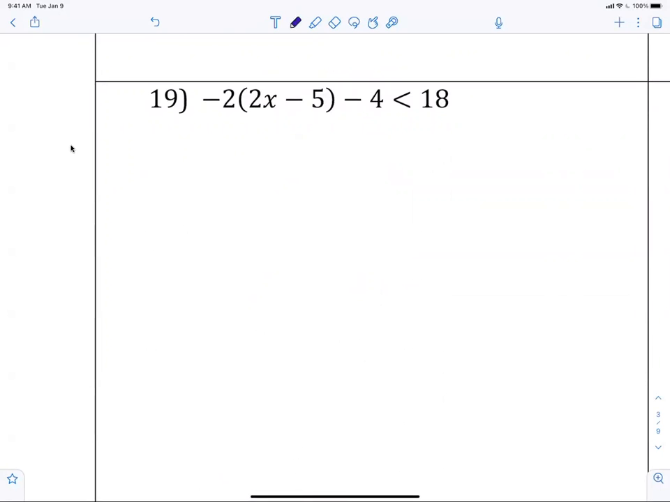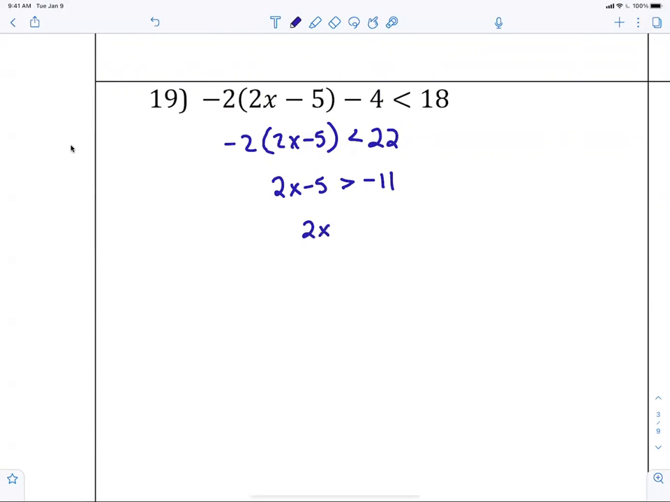Now for 19, we should add 4. Now, I would divide by negative 2. And when I divide by negative 2, what happens to the signs? Changes. Then you're adding 5. Dividing by 2.